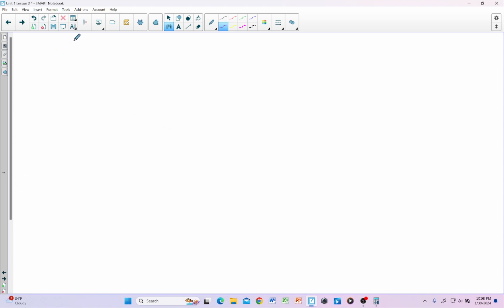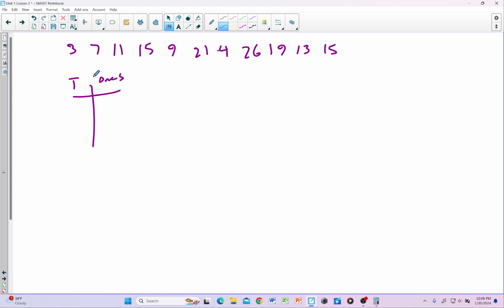Say you have the numbers, let's say 3, 7, 11, 15, 9, 21, 26, let's say 19 and 13 and another 15, let's say. Okay, so let's say we have this data. So again, if I try to put this into a stem and leaf plot, I might have tens and I might have ones. What will it look like?